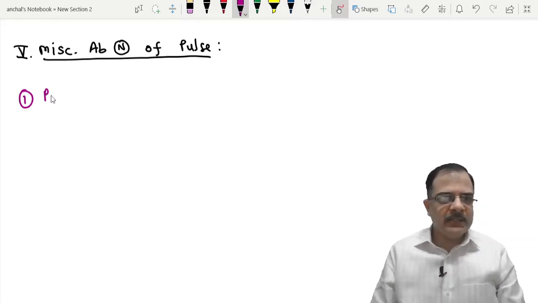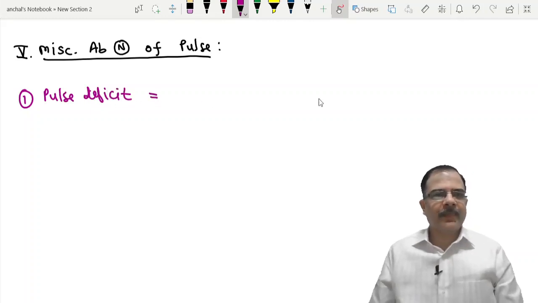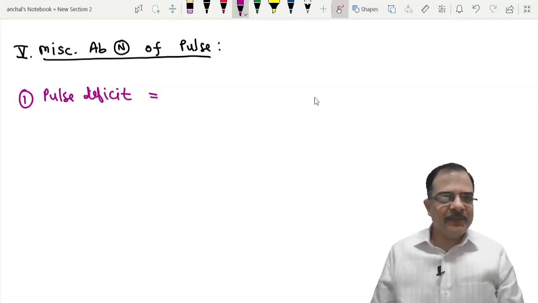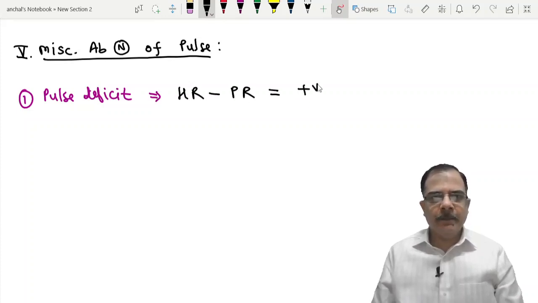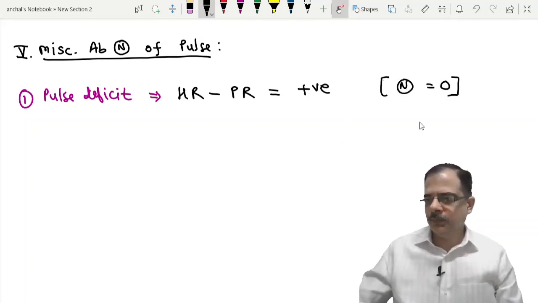...is pulse deficit. Pulse deficit means deficiency of the pulse. So what does this mean? Pulse deficiency means heart rate minus pulse rate is positive. Normally it is zero.